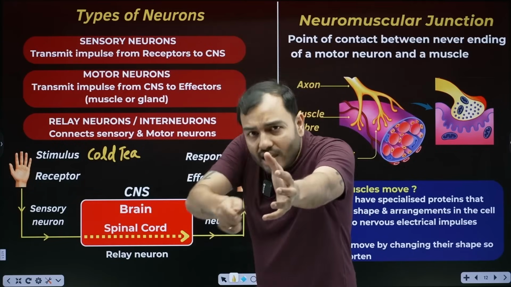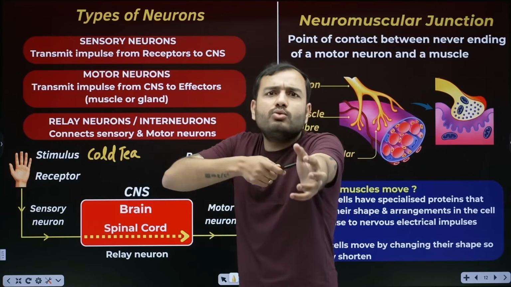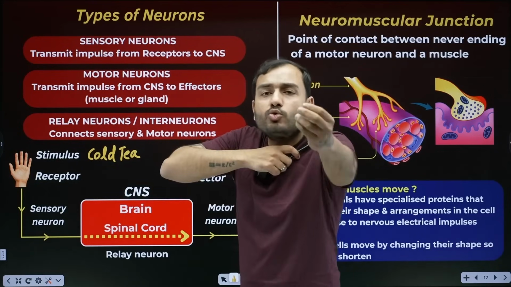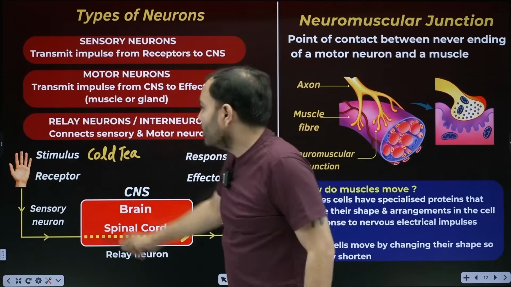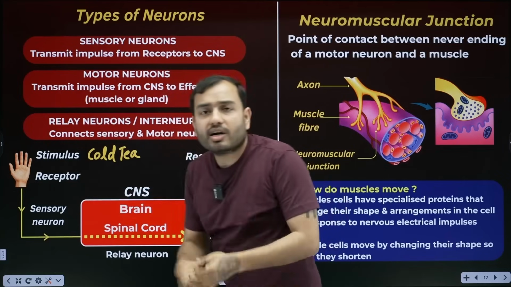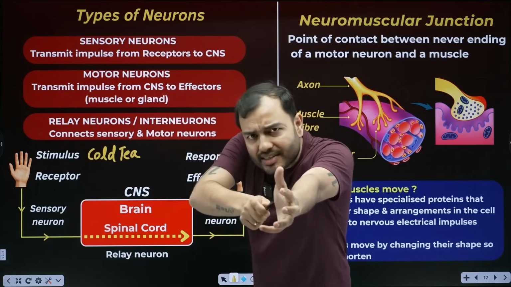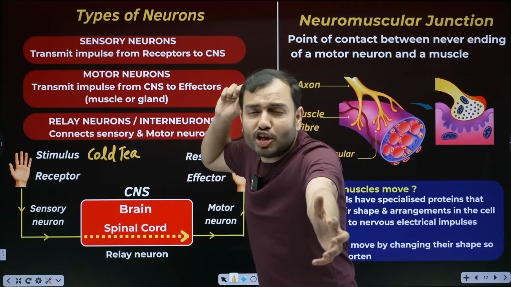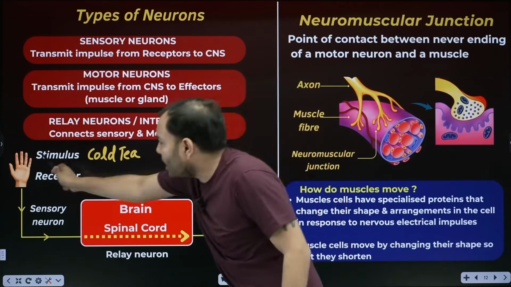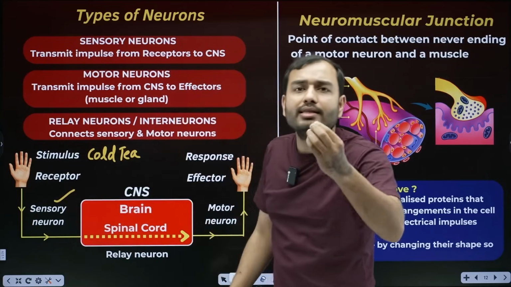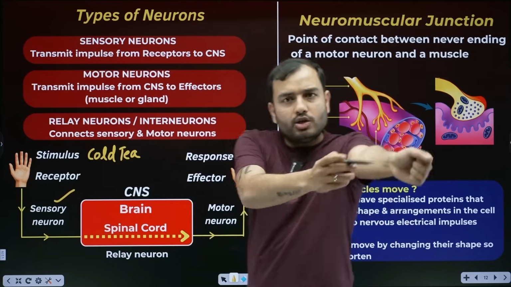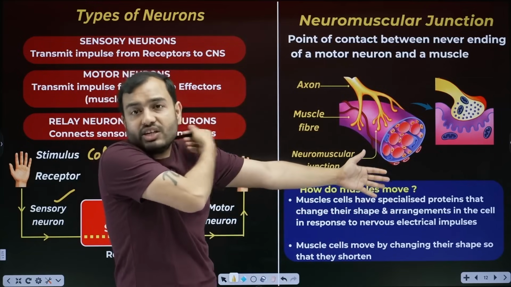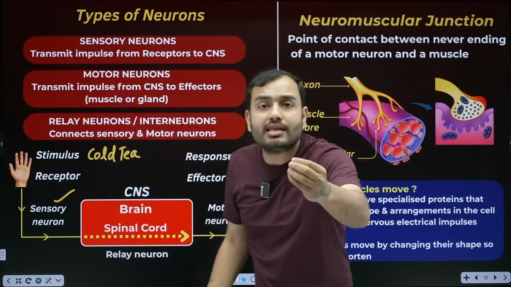Decide. Now the wires, the nerve cells through which this signal goes to my brain, we call sensory neurons. What was the stimulus? Cold tea. Who picked it up? The receptor. From the receptor to my brain, and not just the brain, but the brain and spinal cord, the central nervous system. The wires through which this signal goes are called sensory neurons. These wires pick up the signal from here and carry it to our spinal cord and brain, the central nervous system. These wires are called sensory neurons.